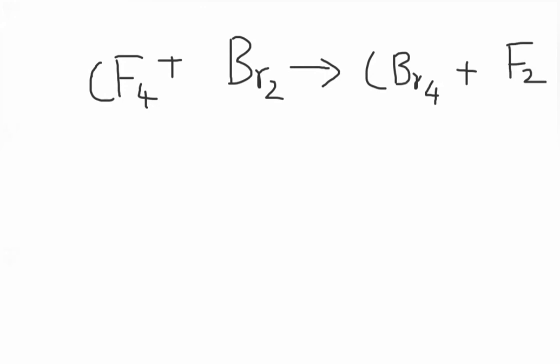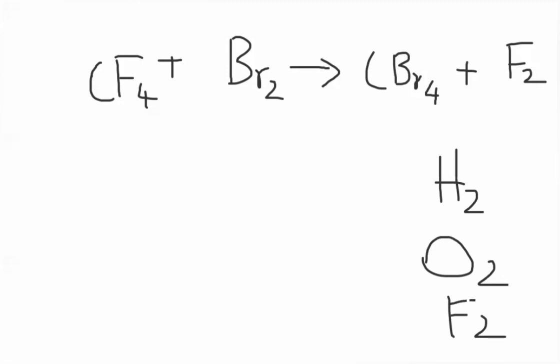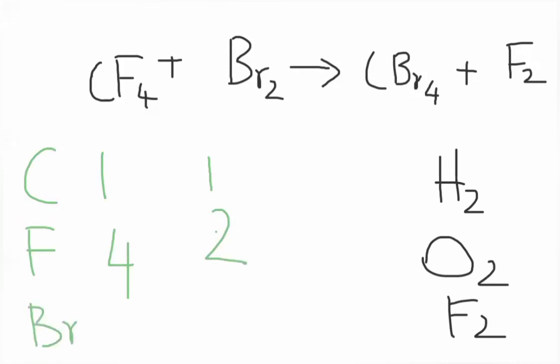Because it's a halogen, and a gas, and so all gases will be written in that form. However, carbon will be just written as C, F2, etc. So to first balance the equation, how many carbons do you have? 1, 1. How many fluorine do we have? 4 here, 2 there. How many bromine do we have? 2 here, 4 there. On the right.